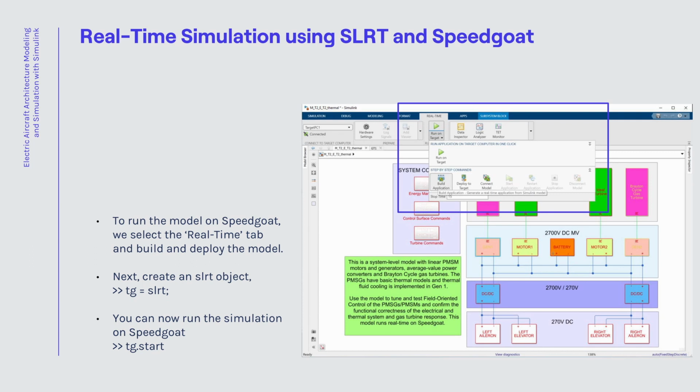Next, in the MATLAB prompt, we can create a Simulink Real-Time object. So tg equals slrt, now we have that object in tg. Note that there are various ways in which we can interact with Speedgoat. In our case, to run the simulation, you just type tg.start.